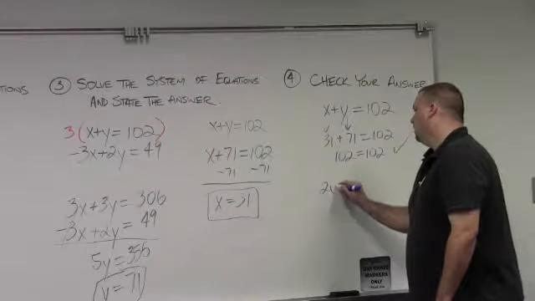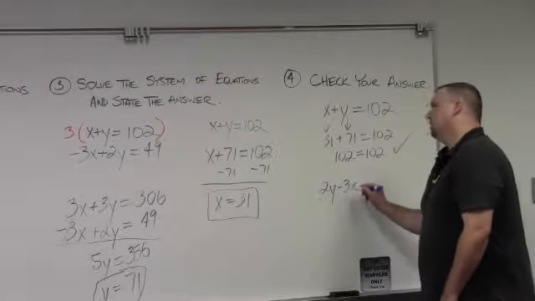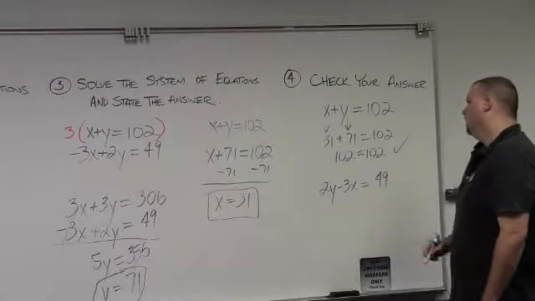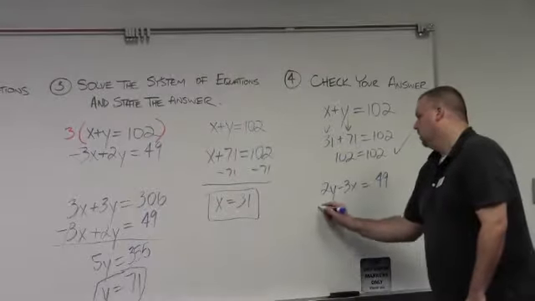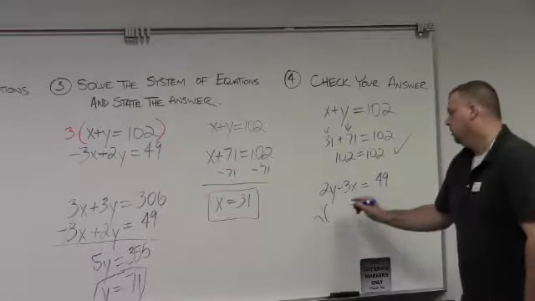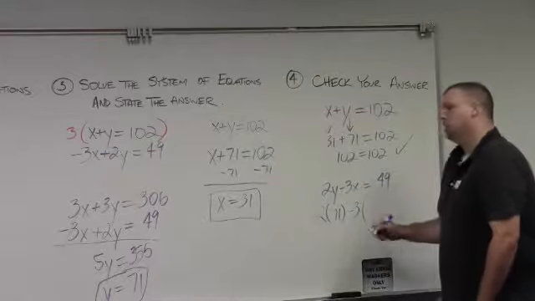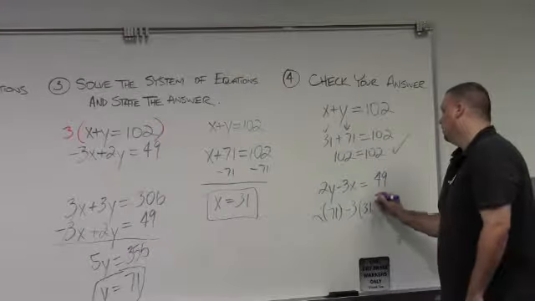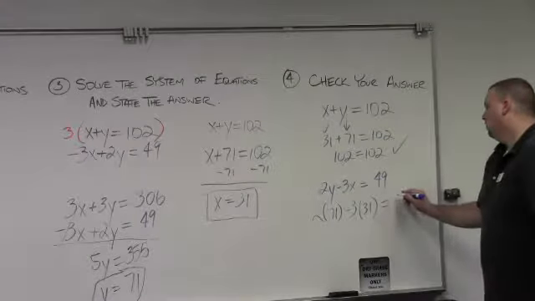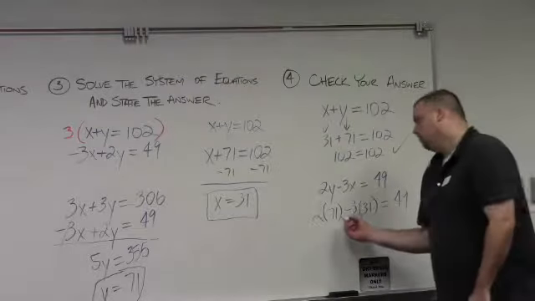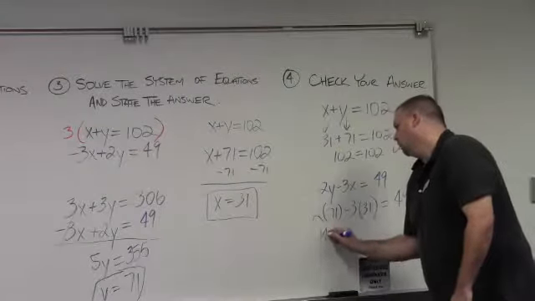So 2y minus 3x equals 49. So if we replace y with what we got for y, which is 71, and replace x with what we got for x, 31, we should end up with 49. So let's see if we do. 2 times 71? 142.